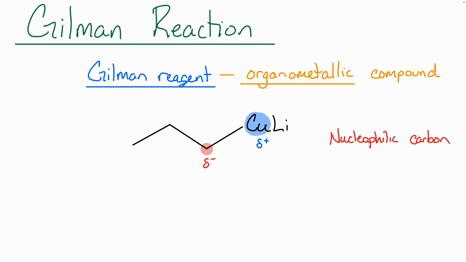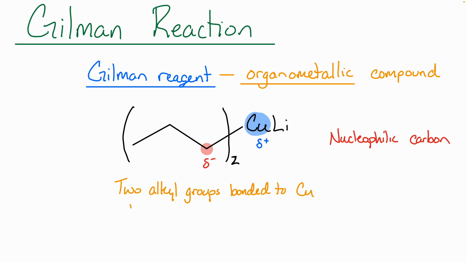Cool. One thing to complicate things, I lied to you a little bit about what a Gilman reagent looks like. It turns out that there's actually two alkyl groups bonded to that copper, right? So we put it in parentheses with a little 2. Okay, we're going to note there are two alkyl groups bonded to copper, but only one will participate in the reaction.